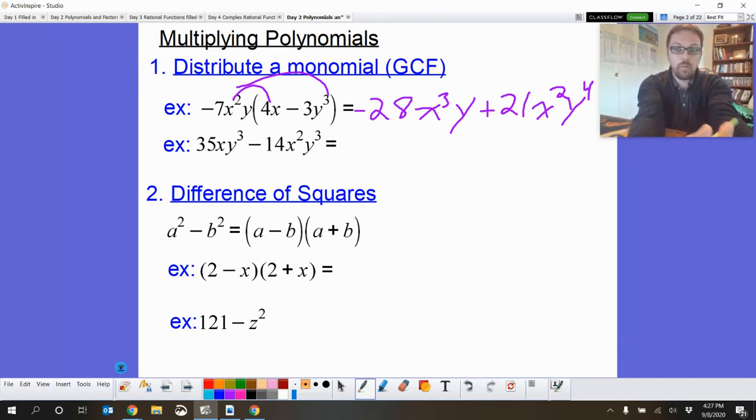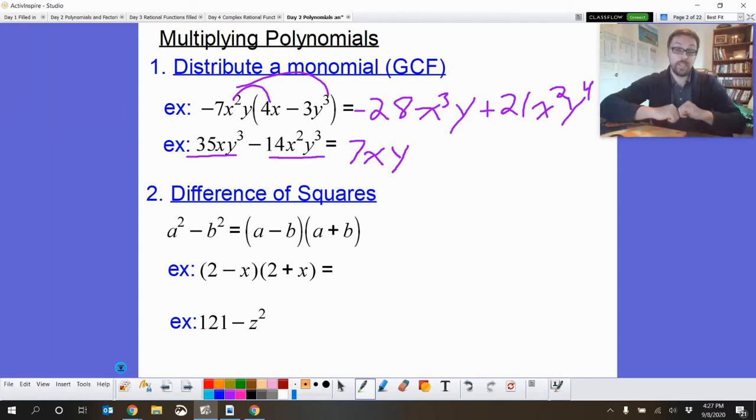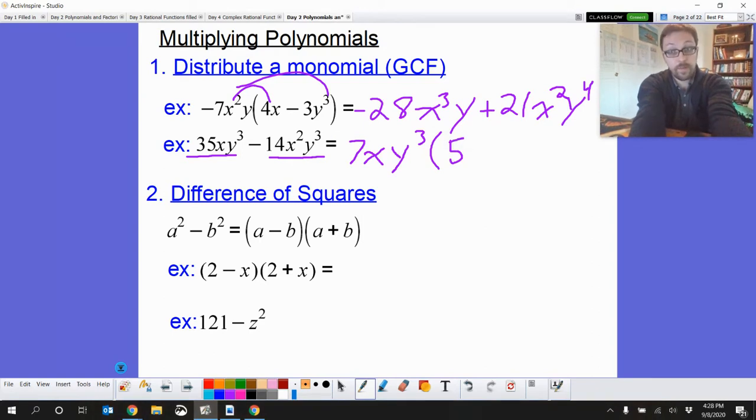We can do this in reverse. We want to look for what is the biggest thing that we can divide both of these numbers by. So 35 and 14 can both be divided by 7. We also notice that they both have an x in them, so just an x. We also notice that they both have a y in them, so we can take out a y. But both of them have 3 y's that we can take out, so we want to take out all 3 of those.